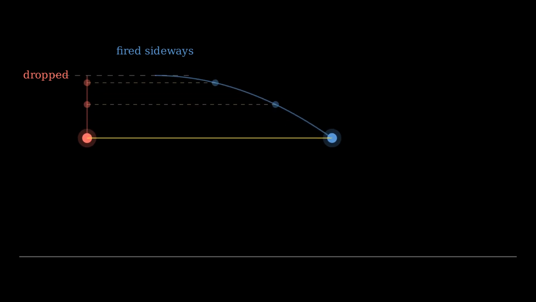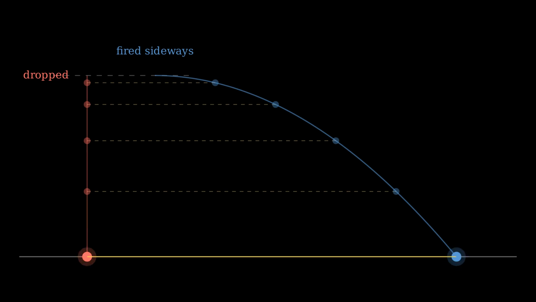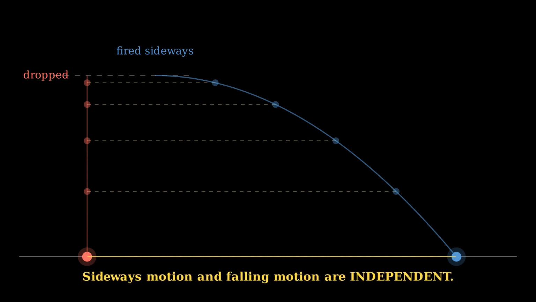Most people bet on the dropped ball, less distance to cover, surely it wins. But watch the gold line between them, it stays perfectly level the whole way down. A dead heat. They land at exactly the same moment. That horizontal kick the blue ball had did nothing to its fall.